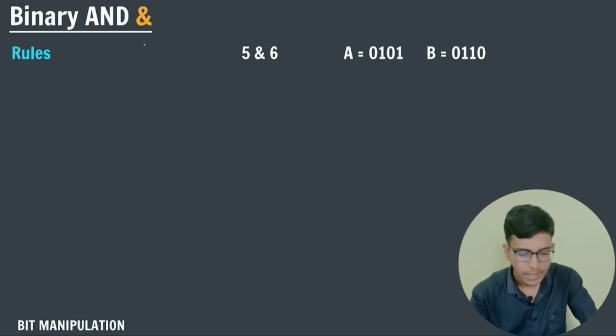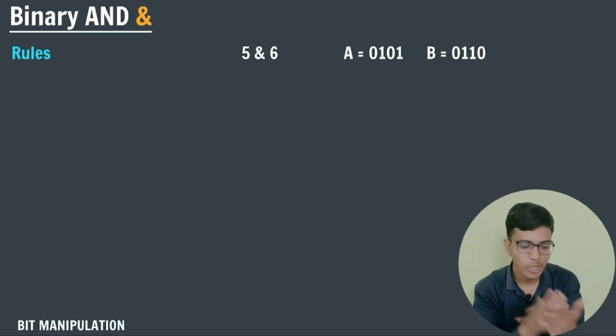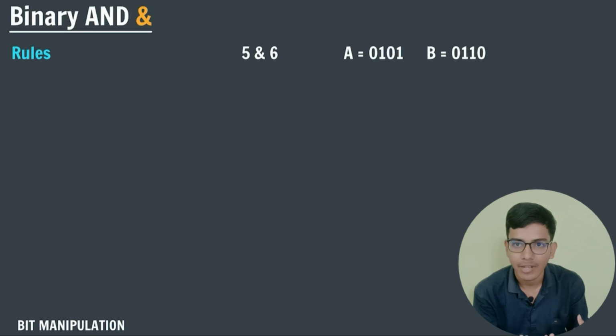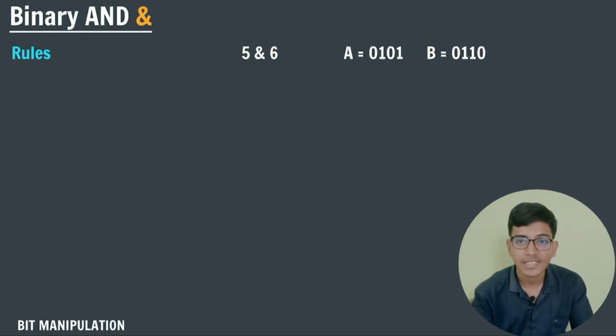So binary AND is a bitwise operator. In previous classes we studied logical operators and arithmetic operators. Similarly, when we are going to do some operations at the bitwise level, that is at the level of ones and zeros in computer language, we use bitwise operators. By using bitwise operators, we can manipulate the data given by our user at the bitwise level, that is at the level of zeros and ones.